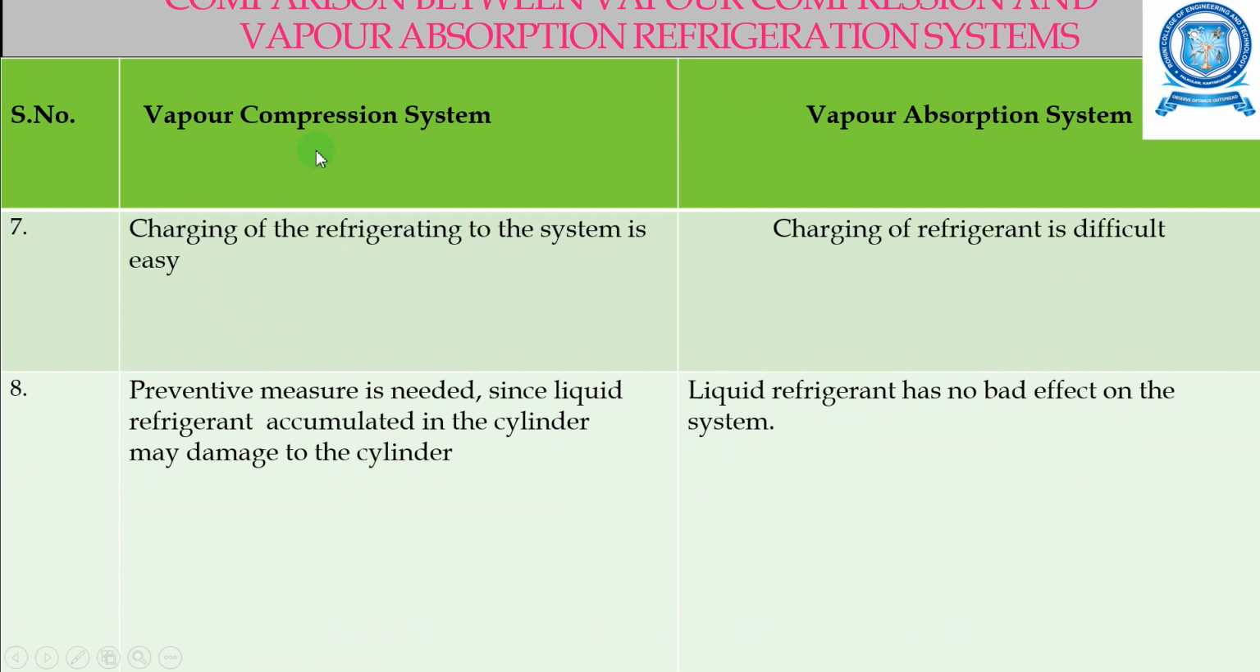In the vapor compression system, charging of refrigerant to the system is easy, whereas in the vapor absorption system it is very difficult. In the vapor compression system, preventive measures are needed because liquid refrigerant accumulated in the cylinder may damage the cylinder. In the vapor absorption system, liquid refrigerant has no bad effect on the system.